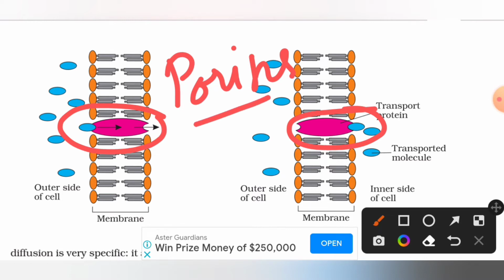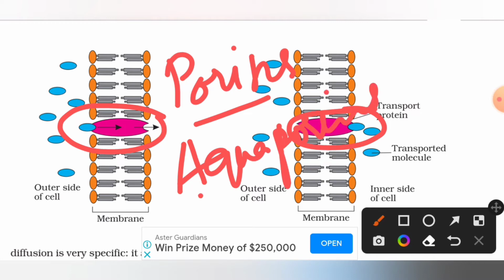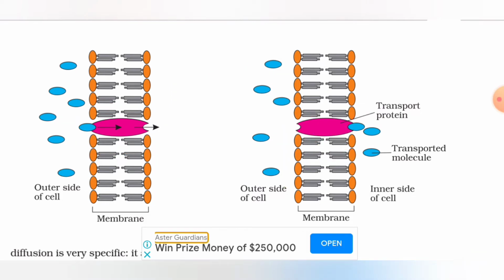Now these porins are protein in nature, and they form huge pores in the outer membranes. Like in the case of the special porins called aquaporins. Aquaporins means, aqua means water. Porins are pores made of proteins, which are huge pores in the membranes of mitochondria, plastids, or some bacteria. They will allow molecules up to the size of small proteins to pass through.